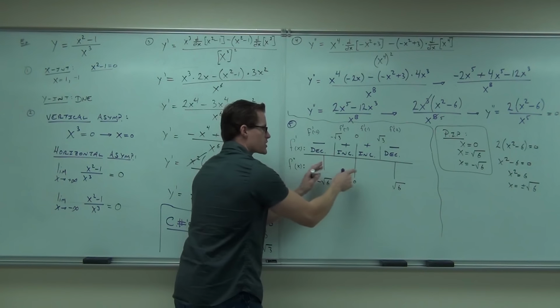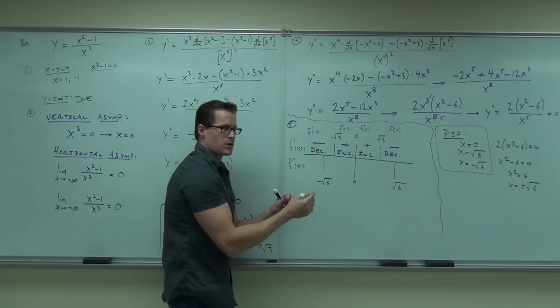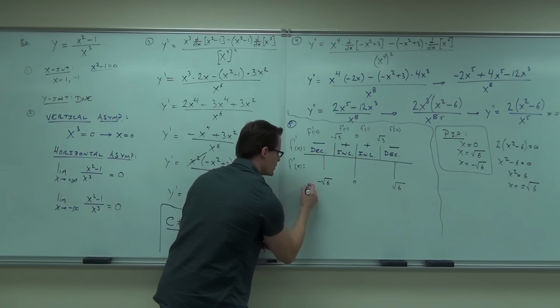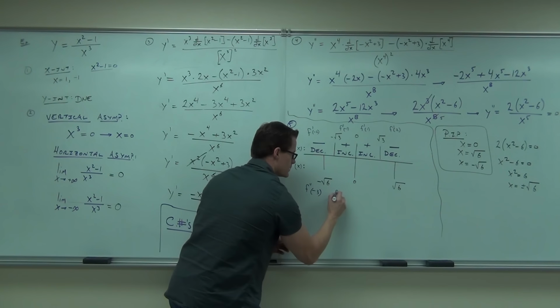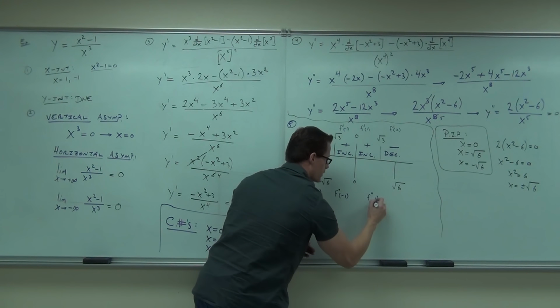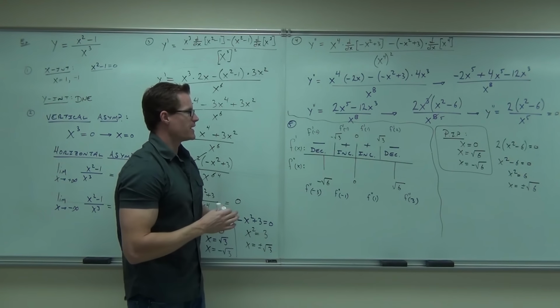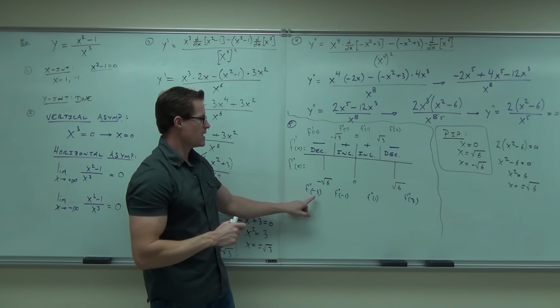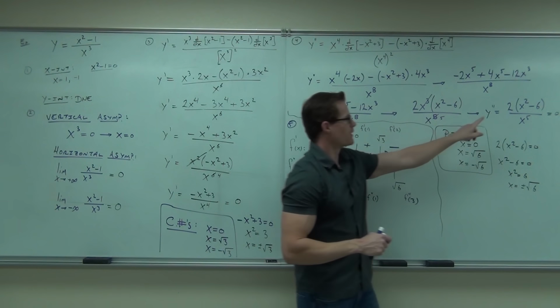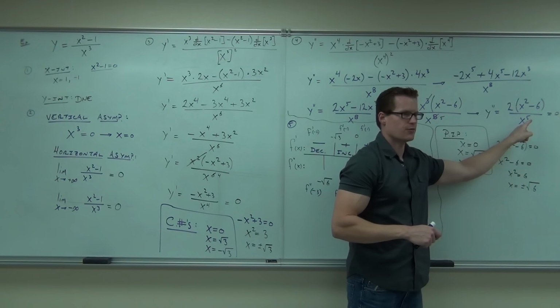Now, for our second derivative, we're also going to try some values in these intervals, but you're going to plug them into the second derivative. So f double prime of negative 3, double prime of negative 1, double prime of 1, double prime of positive 3. If I take the negative 3 over here, that's going to be a positive over a negative. I have a negative.